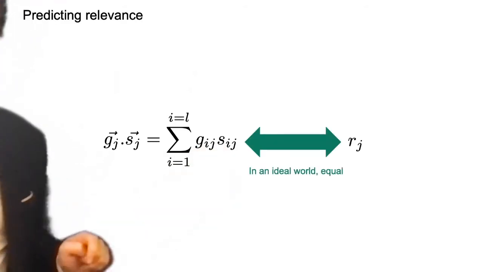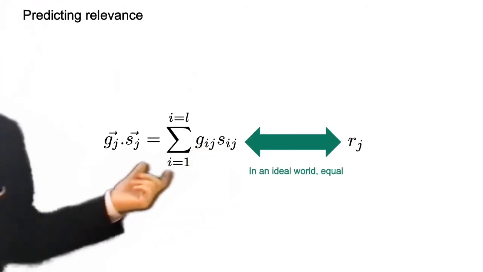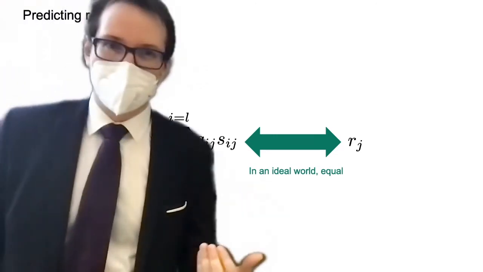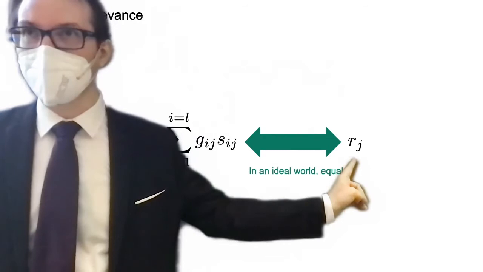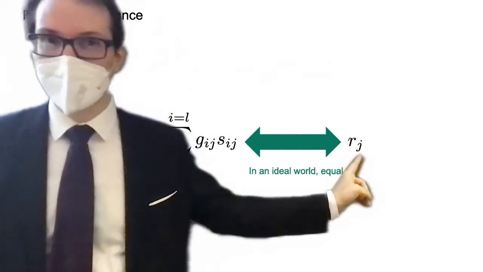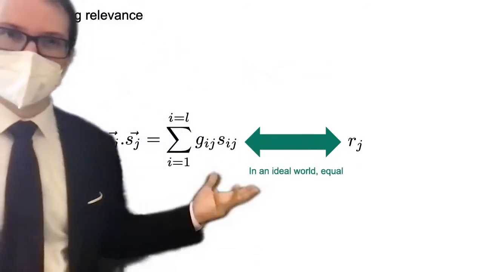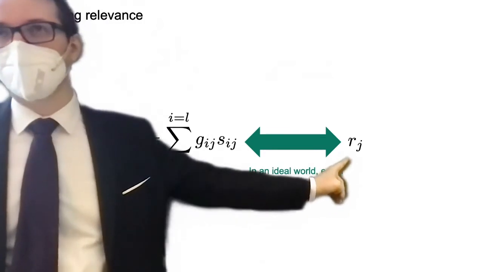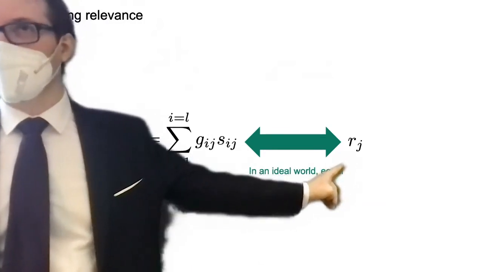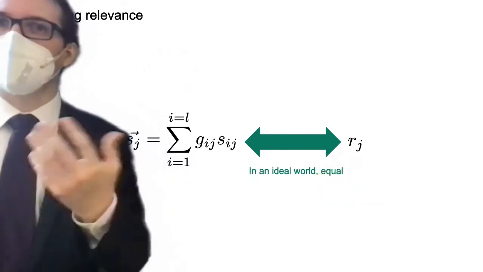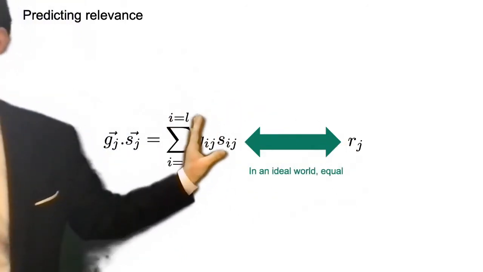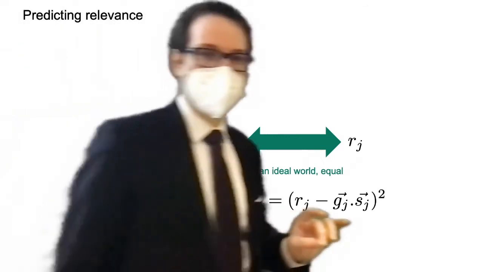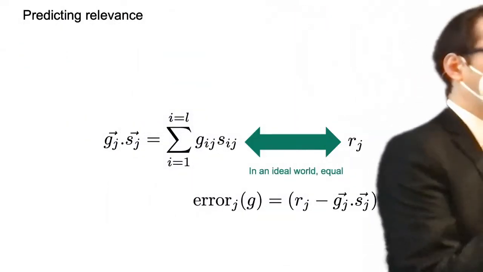on I. So in an ideal world, we would like the dot product to be maximum, so one when it's relevant to a human being, so when RJ is equal to one, and to be as low as possible, so zero ideally, if it's irrelevant to a human being. Of course, in practice, it's not going to be one or zero. This will be one or zero, but this will be between one and zero.